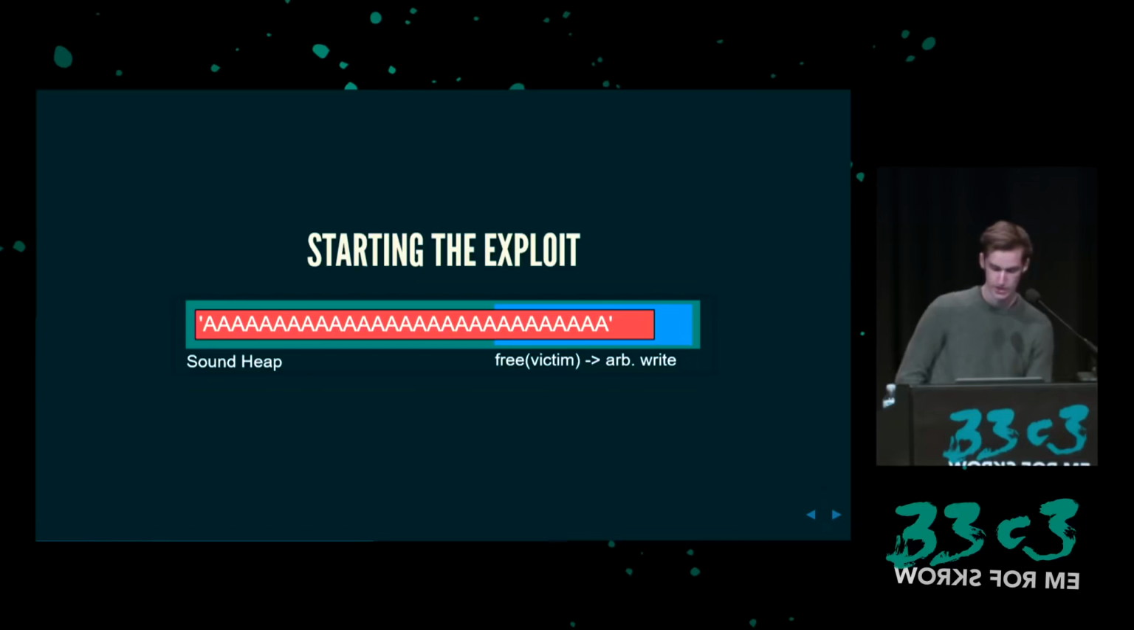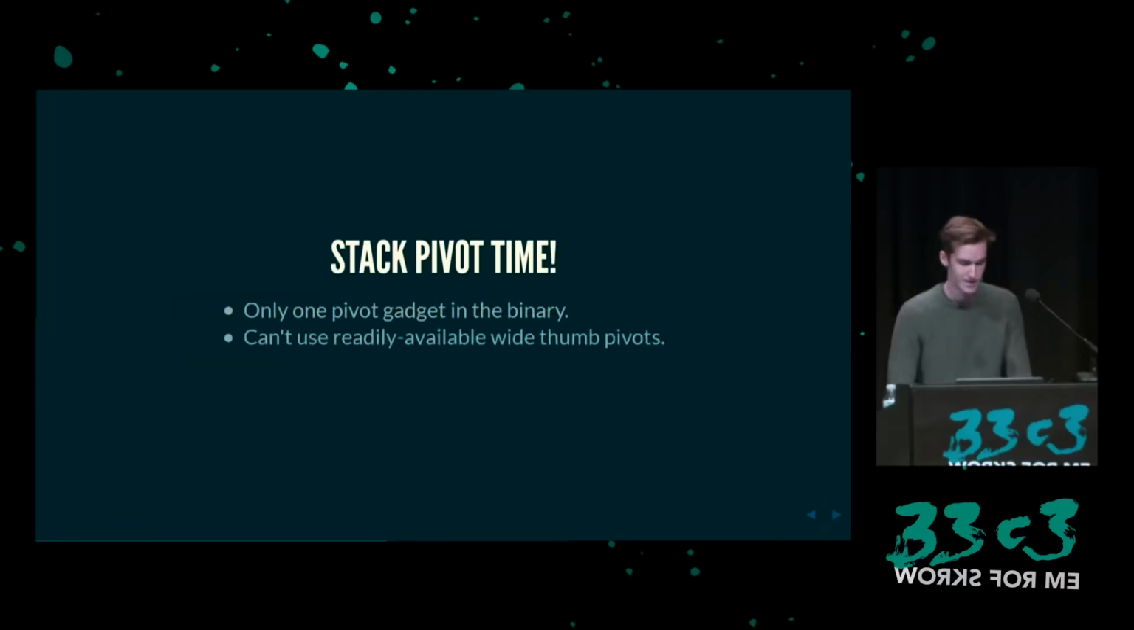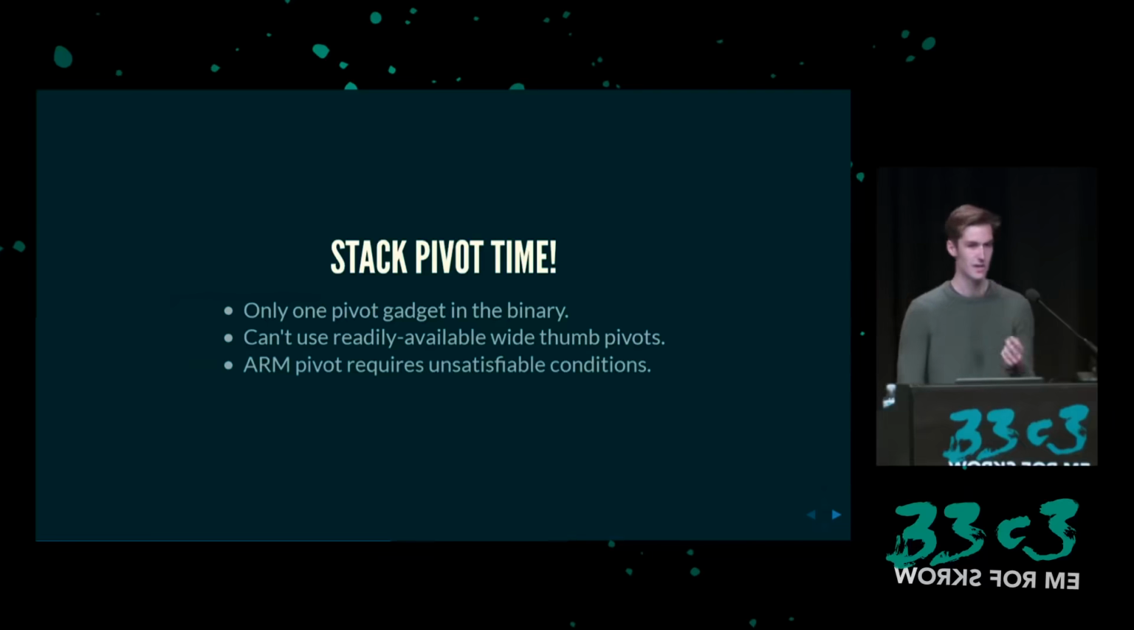At this point, we have a 4-byte write, and we want to get ROP out of it. So we'll probably do a stack pivot. I looked at the binary, and there's only one pivot gadget. And then I looked at the thumb pivots. There are actually a lot, but because this CPU was too old, it didn't support the wide instructions where all the pivots come up. Unfortunately, that one pivot instruction has some arithmetic conditions on it.